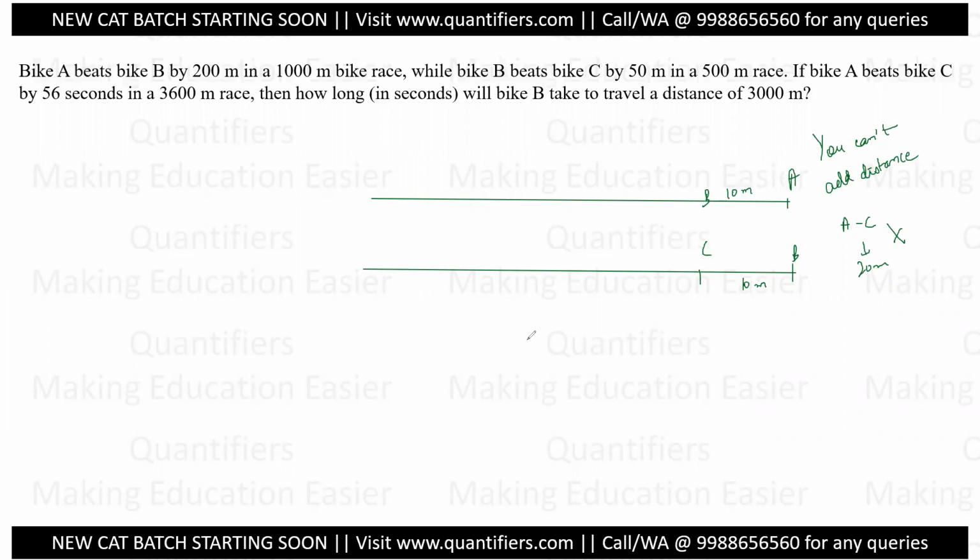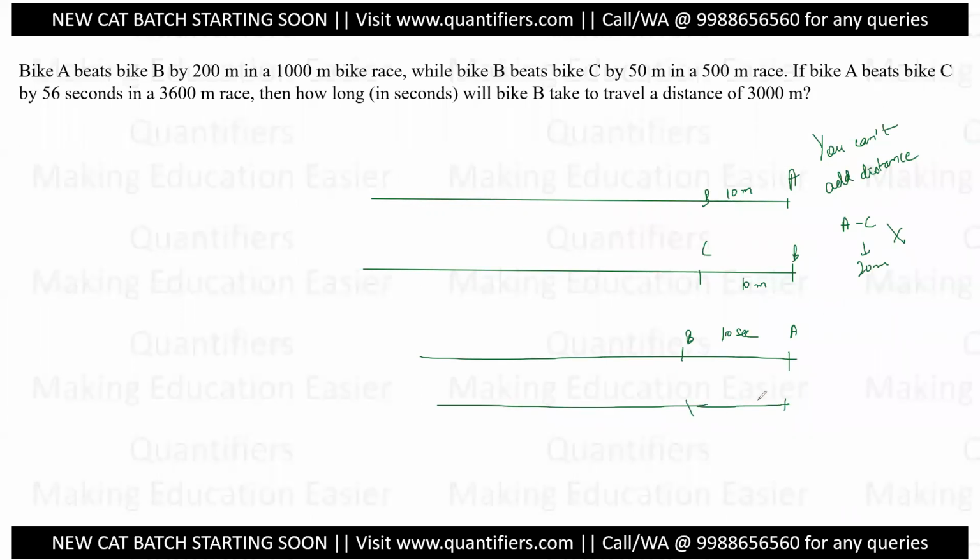But when I talk about the time taken, if A is beating B by 10 seconds, and B is beating C by another 10 seconds, then in this case, A will beat C by 20 seconds. Because A is taking T time, B is taking T plus 10. Now, if B is taking T plus 10 and C is getting beaten by 10 seconds, C will be taking T plus 20 seconds. The basic concept. So this is something we need to understand and apply over here. Is this concept clear, everyone? Yes or no?